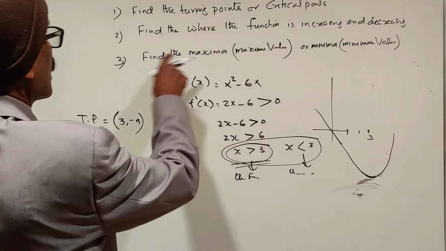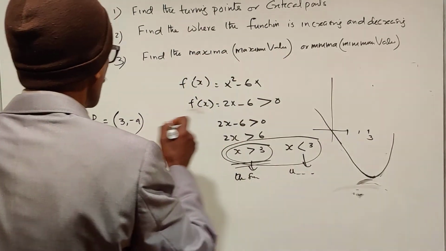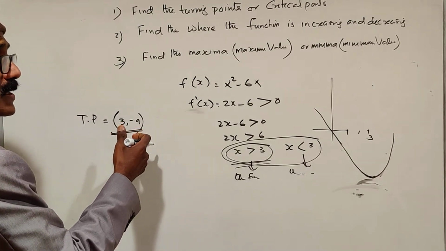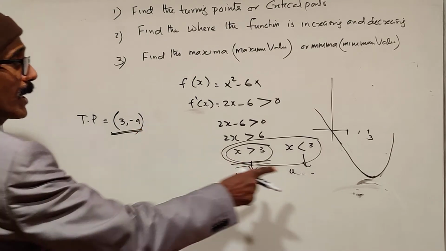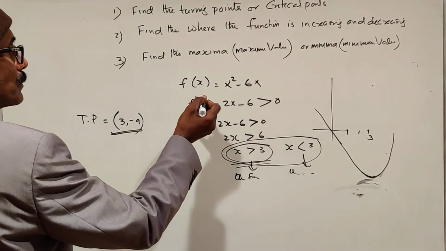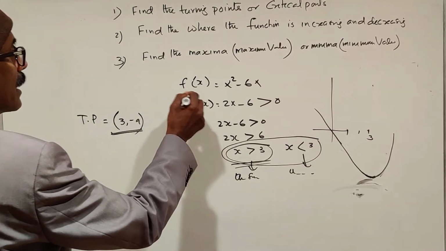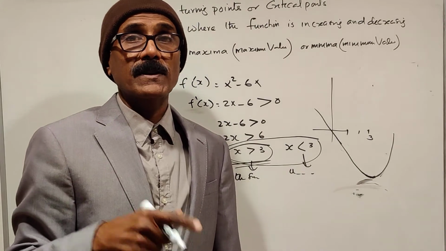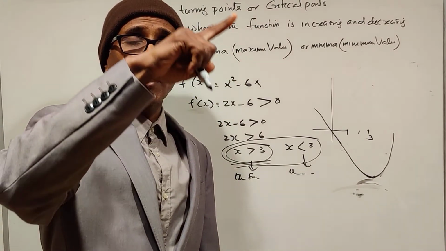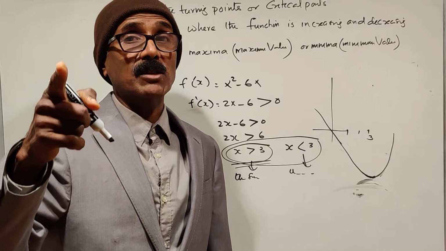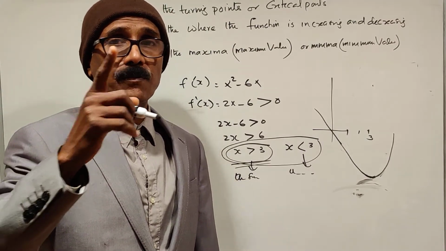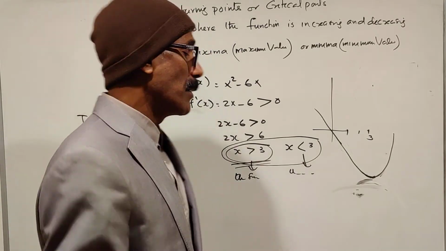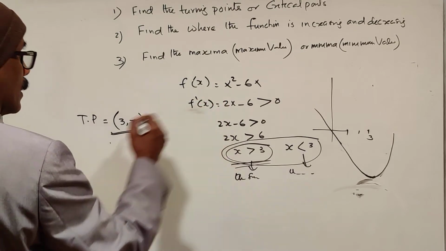Okay, that's it. The third one, find the maximum value and minimum value. Only one point. We need to find out whether this point is a maximum point or minimum point. It looks like a minimum point. Let us check. What is the condition? If the second derivative is negative, then the point is a maximum point. If the second derivative is positive, then that point is a minimum point.